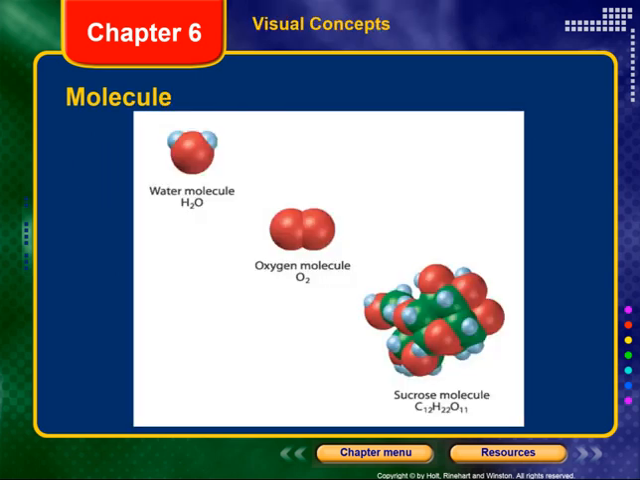A molecule is a neutral group of atoms held together by covalent bonds. Water, oxygen, and sucrose, or table sugar, are examples of molecules. And again, the narrator just laid out 3 different molecules for us, and please note that every single atom in each of these 3 molecules is a nonmetal. Nonmetals experience covalent bonding with other nonmetals. Therefore, they are considered molecules.